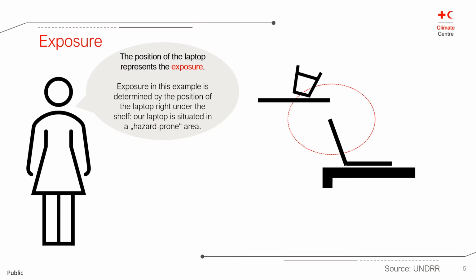In the context of anticipatory action, exposure is really related to the people, the infrastructure, the livelihoods, the services, and other elements that are susceptible to being impacted by a hazard because they are in that particular location. So this means basically all these different elements that are in a hazard-prone area.